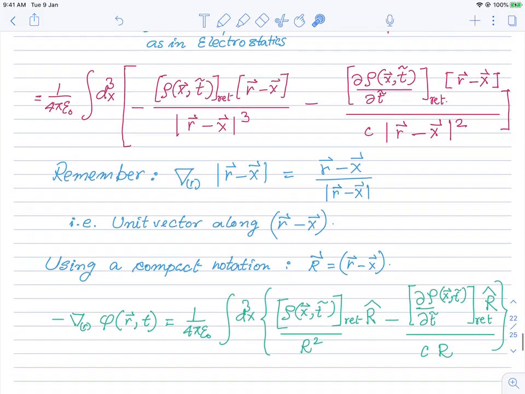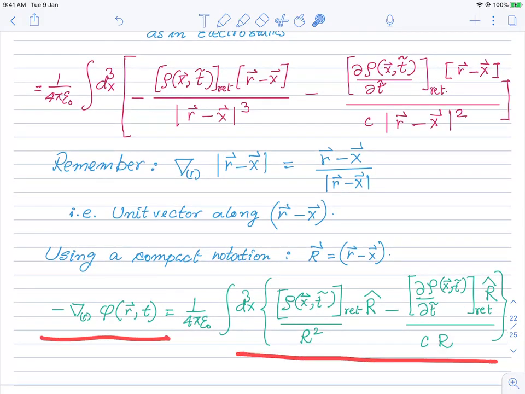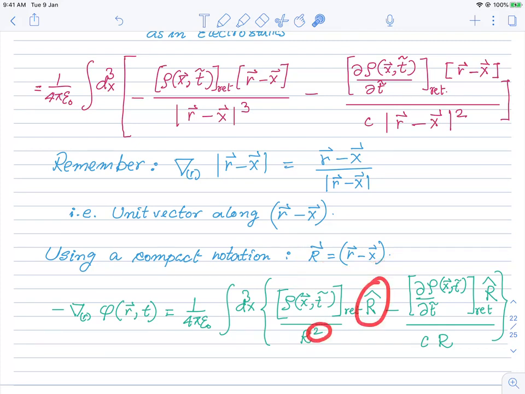So basically there are two terms in the gradient of phi. So minus the gradient of phi has these two terms. For compactness of notation, if we denote this relative vector by capital R, then this is simply r hat divided by r square, mind you. This is cube because I have written it as r vector. But this is r hat. This r hat itself, if you like, is this vector r vector minus x vector divided by mod of r vector minus x vector. It's the unit vector along that direction. So this r hat is that.